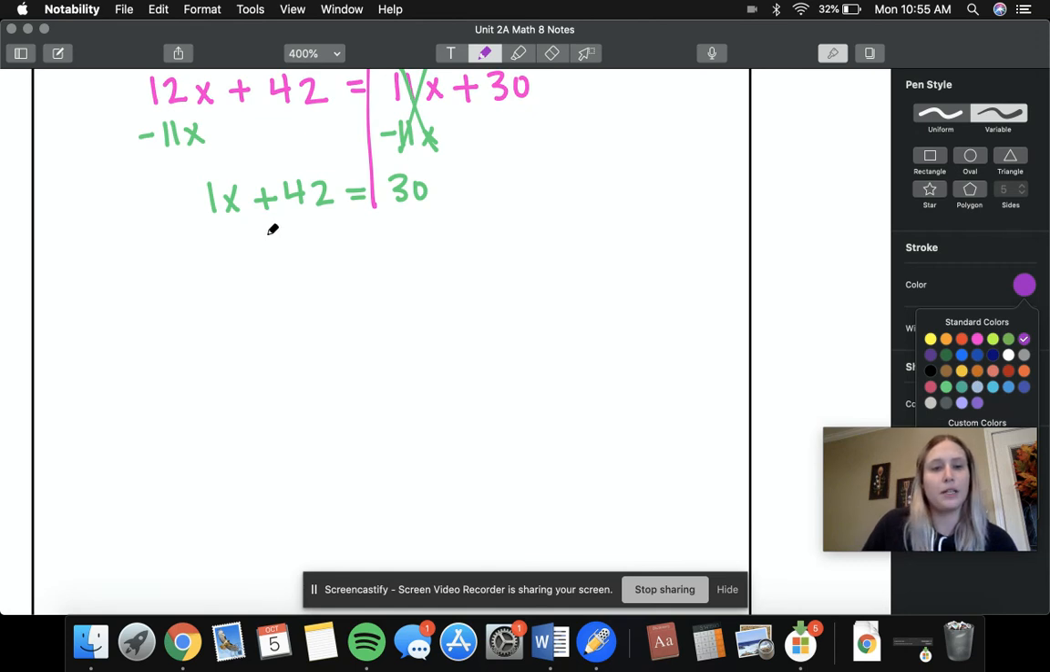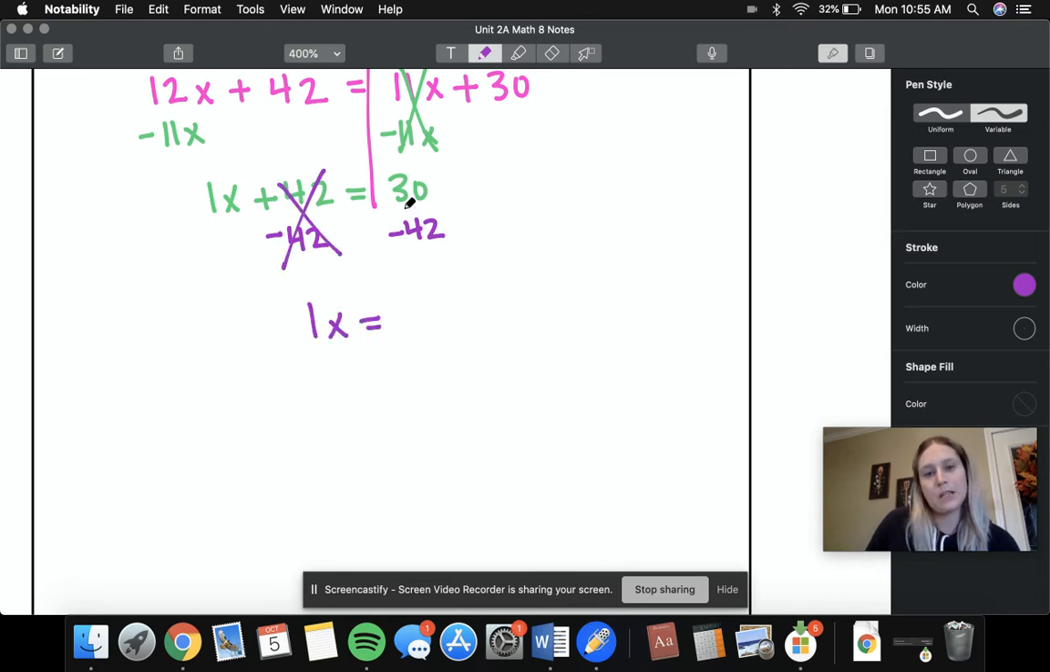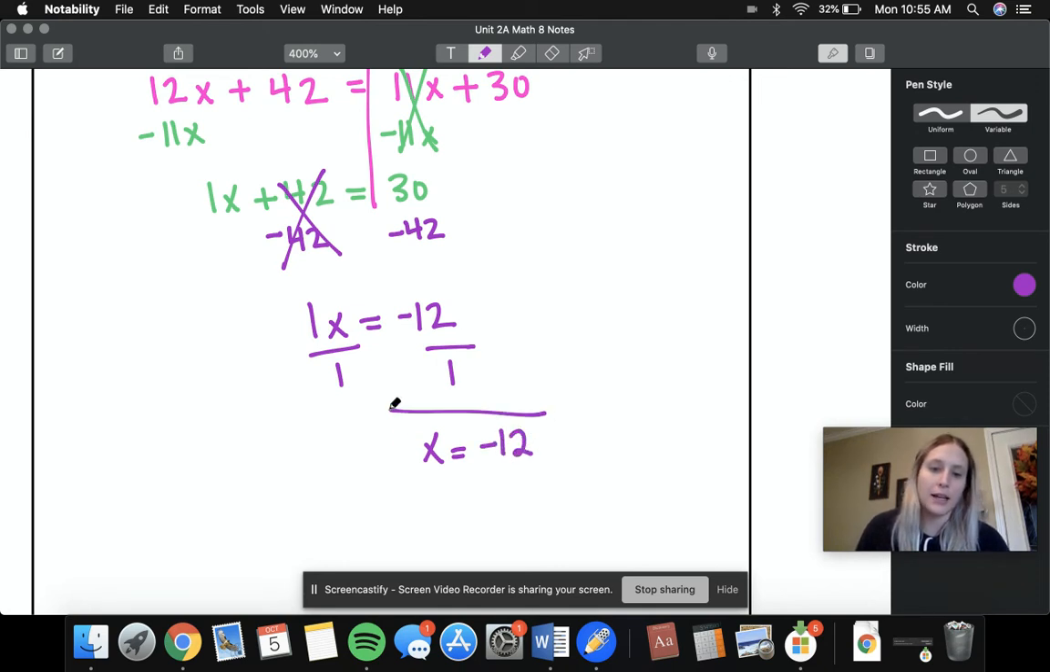All right, so then from here, I'm going to get rid of the 42 with a negative 42 or subtraction. 30 with a negative 42 would make a negative 12. You can divide by 1 if you need to, but because it was 1x, that is the same thing as just regular x. So x equals negative 12.